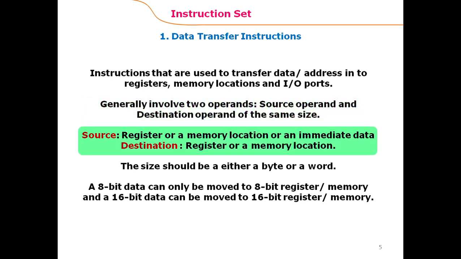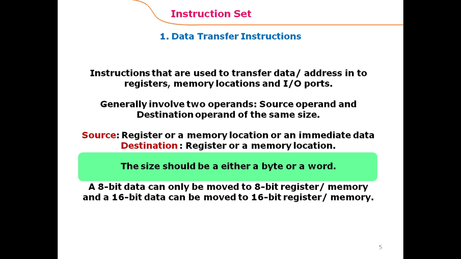The source of data in these instructions is normally a register, it can be a memory location, and it can also be immediate data. Immediate data is data that is provided as part of the instruction, while the instruction can read data from the registers and also from memory locations. The destination can be a register or a memory location, but remember that it cannot be immediate data.